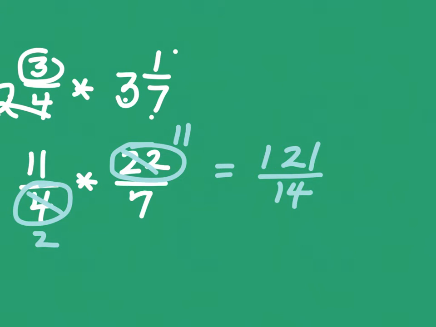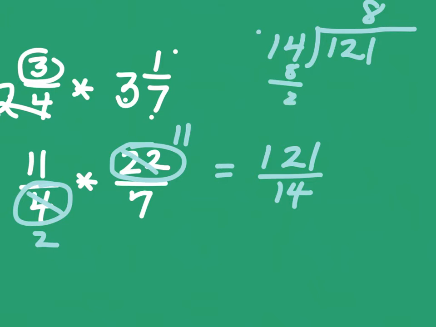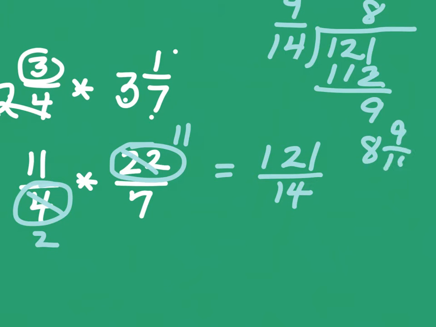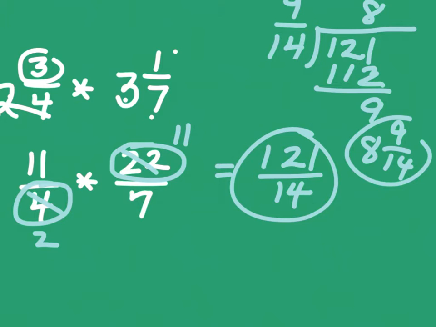Now you could change that back to a mixed number if you wanted to. Let me do that out. Let's see, 14 goes into 121. As a reminder, it's just a long division. 14 goes into 121, I think 8 times. 8 times 14 is 112. And I subtract and I get 9. And I take that 9 and I'm going to put it over the thing I'm dividing by. So my answer here would be 8 and 9/14. Okay, so either of those answers is acceptable as long as it's reduced to lowest terms. So multiplying fractions, multiply straight across.